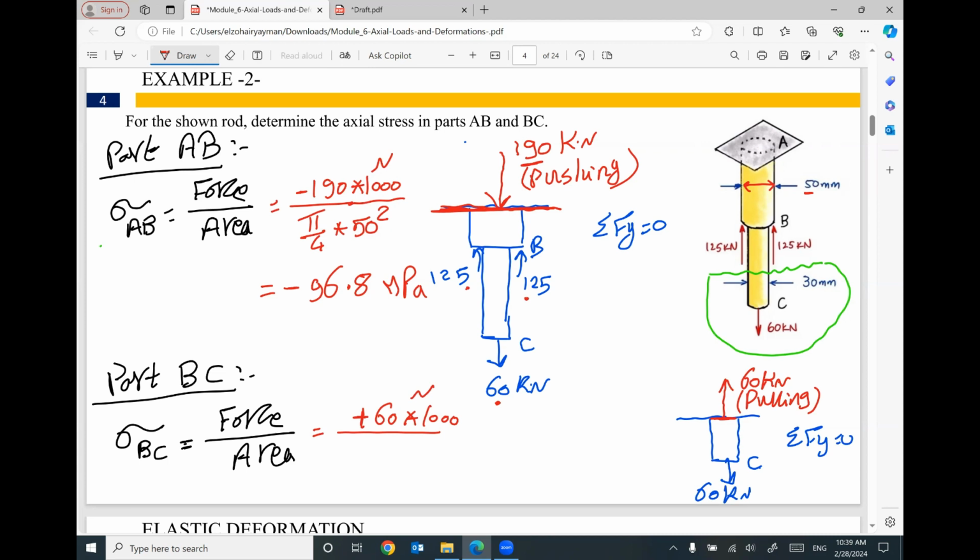In the previous section, your force was pushing the cut. And divided by the cross-section area, the diameter of this part is 30 millimeters. So pi divided by 4 times 30 millimeter squared. So the stress will be positive, tensile stress: 60,000 divided by pi divided by 4 times 30 squared. It will be 84.88 megapascal, or Newton per millimeter squared.